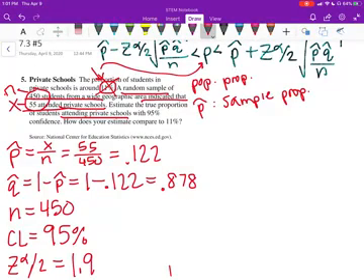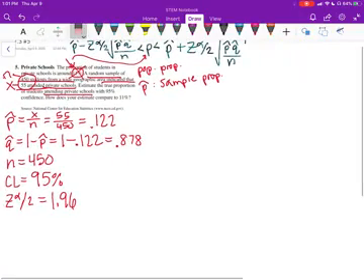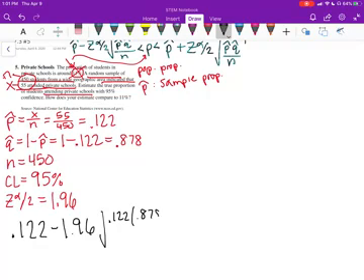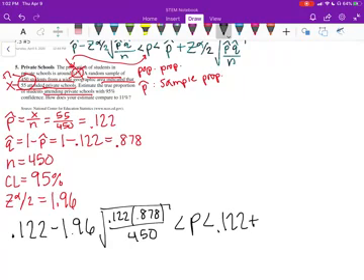Okay, so now we have all the pieces to do our problem. We have everything we need. So now let's plug it in. So we have p hat is 0.122 minus z alpha over 2 is 1.96 times the square root of p hat is 0.122 and q hat is 0.878 over n, which is 450, is less than p is less than the same thing, but plus.